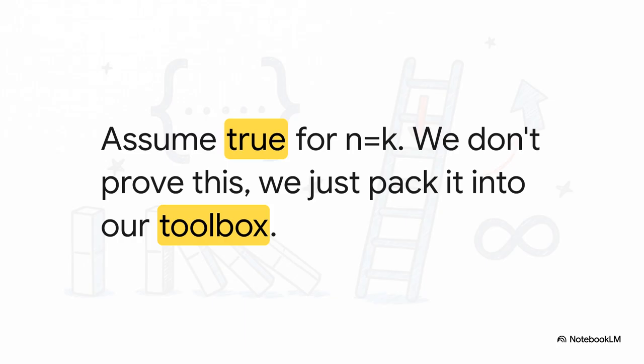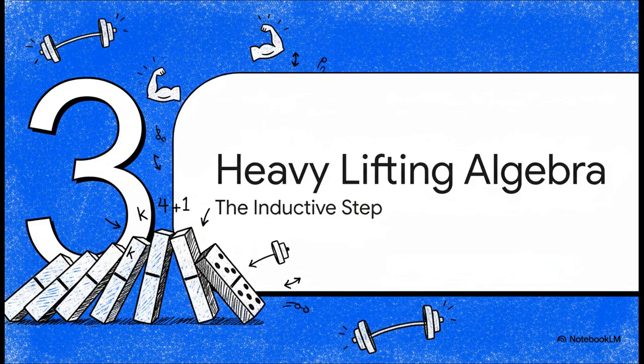We're simply saying, hey, let's just assume our formula works perfectly for some random domino way down the line, which we'll call domino k. So we write out the exact same formula, but we replace every n with a k. We're essentially just packing this assumed truth into our toolbox because, trust me, we're going to absolutely need it to build our final step. And here we go, the climax of the explainer, part 3, the heavy lifting algebra.